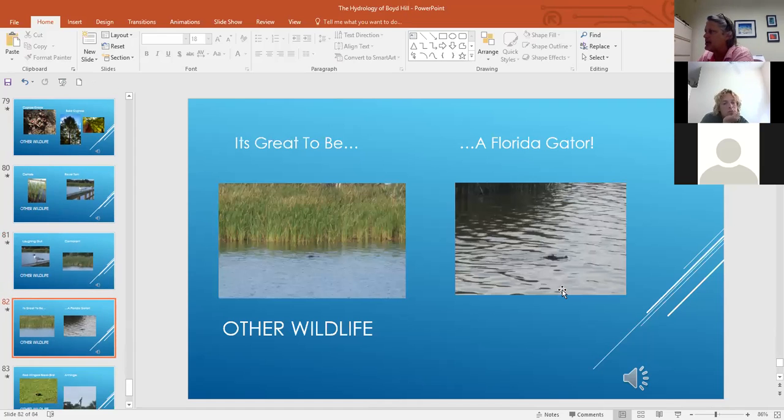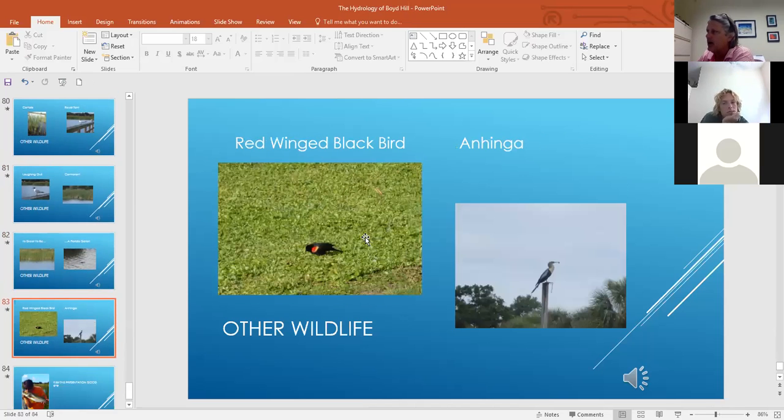Again, other wildlife, the top predator in this particular estuary is the Florida gator. The red-winged blackbird is a common bird in marshes. And there's another anhinga, pointed beak.